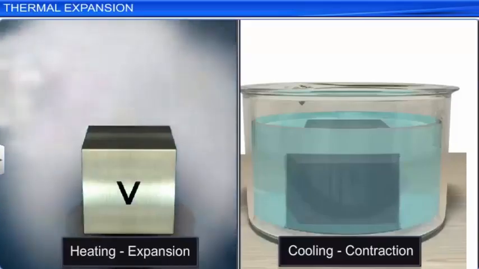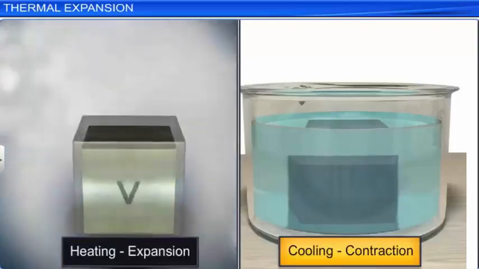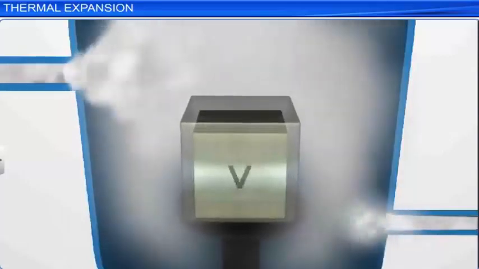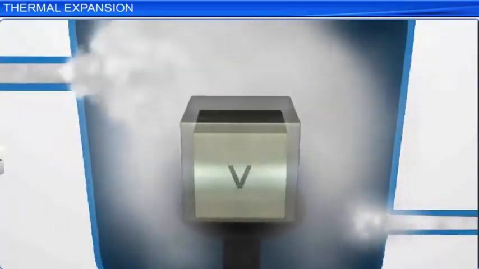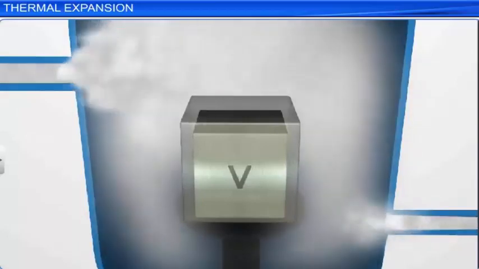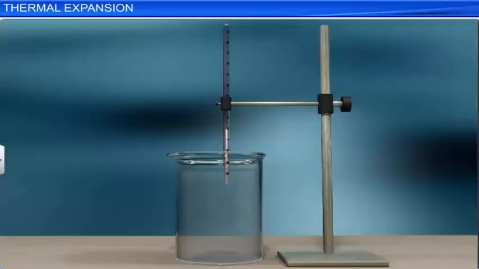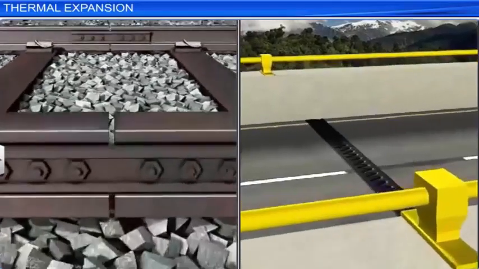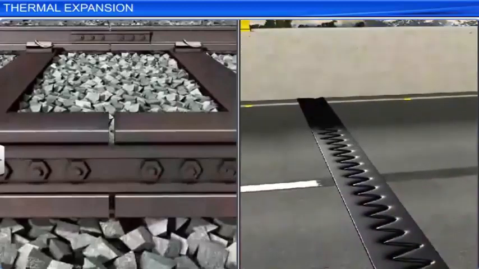Many substances expand on heating and contract on cooling. An increase in the dimensions of a body due to an increase in its temperature is called thermal expansion. For example, the volume of the mercury in a mercury thermometer changes with a change in its temperature. Let's look at some examples of thermal expansion of substances that we come across in daily life.